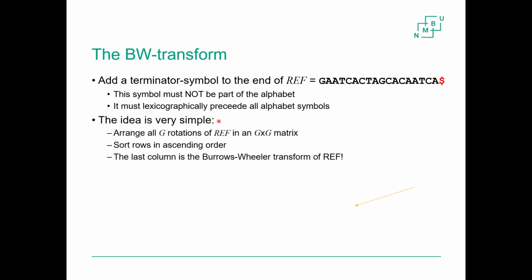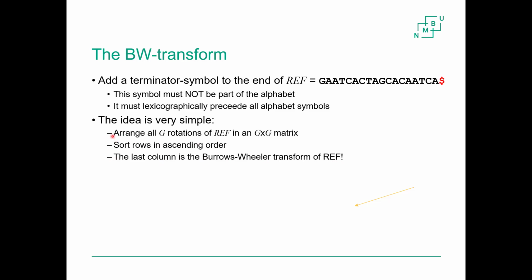The idea is very simple now at the beginning. Arrange all the rotations of the reference into a G times G matrix. Sort all rows in ascending order, that means alphabetical order here. The last column you then have is the Burrows-Wheeler transform of the reference.